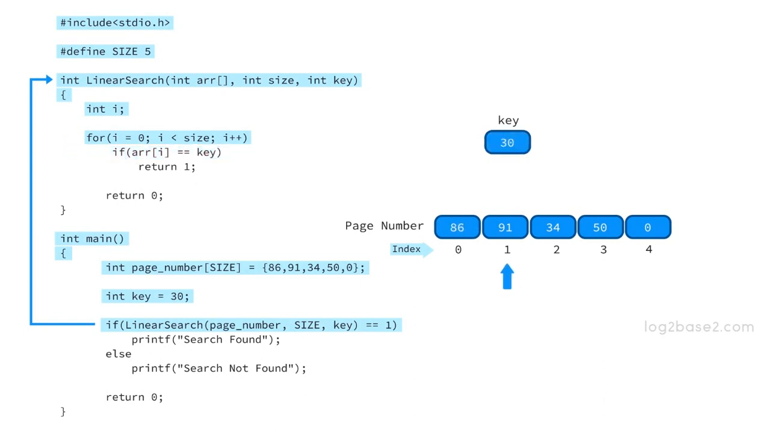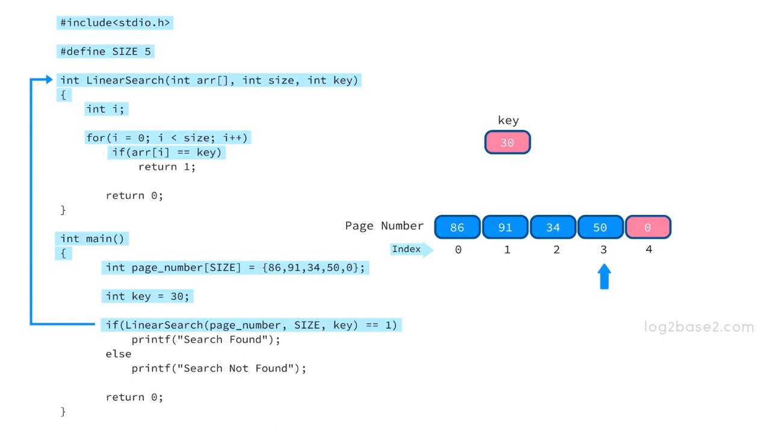Now i equal to 1. So check if arr of 1 equal to 30. Again if fails here. So start the next iteration. Now i equal to 2 and check if arr of 2 equal to 30. Again it fails. So increment i. So i equal to 3 now. In next iteration, check if arr of 3 equal to 30. Again it fails. So increment i and i becomes 4 now. In next iteration, check if arr of 4 equal to 30. Again it is not. So increment i and i equal to 5 now.